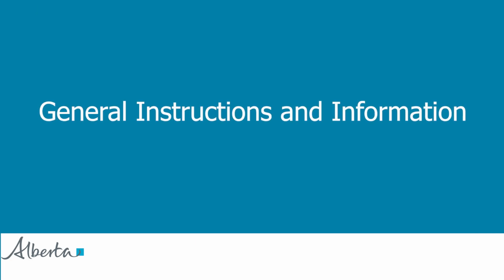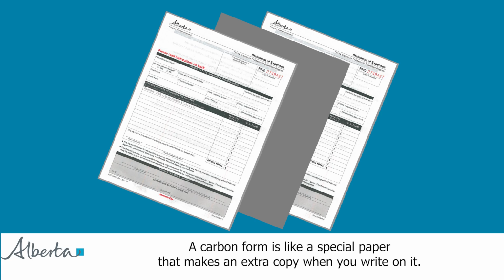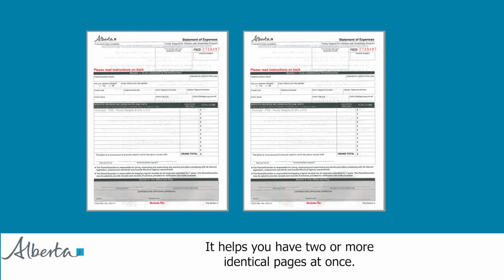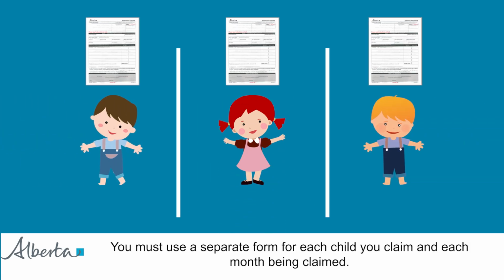General instructions and information. This form is carboned. A carbon form is like a special paper that makes an extra copy when you write on it. It helps you have 2 or more identical pages at once. You must use a separate form for each child you claim, and each month being claimed.